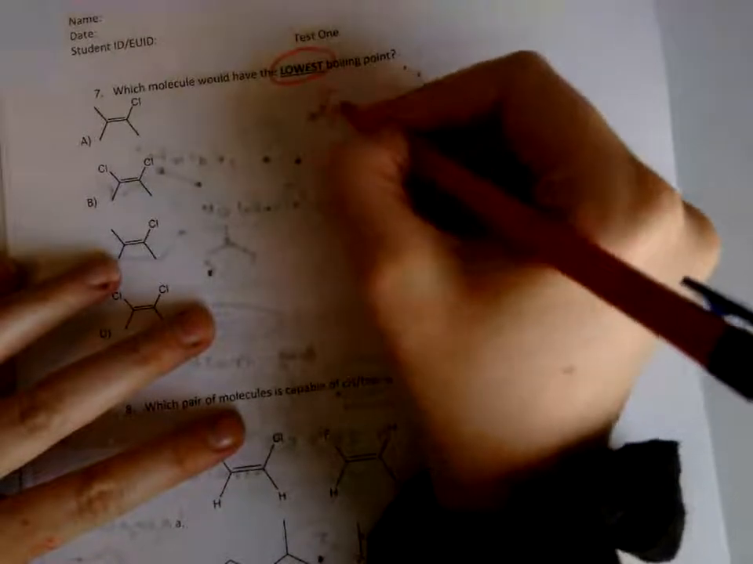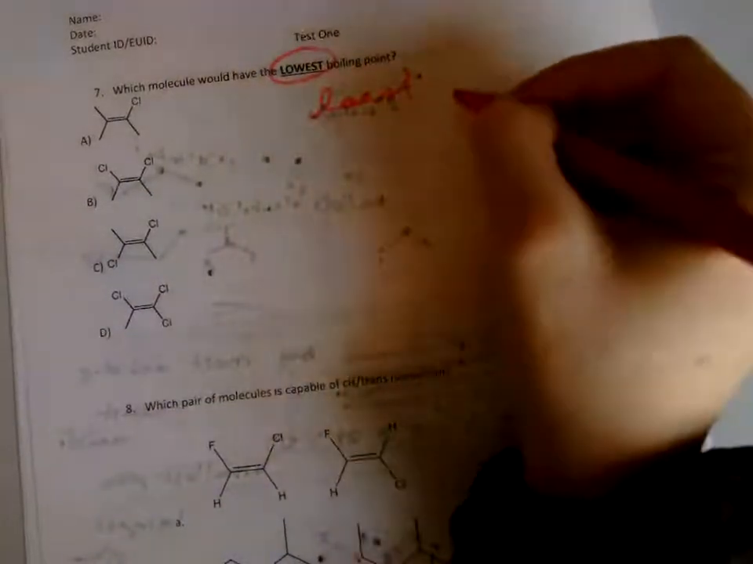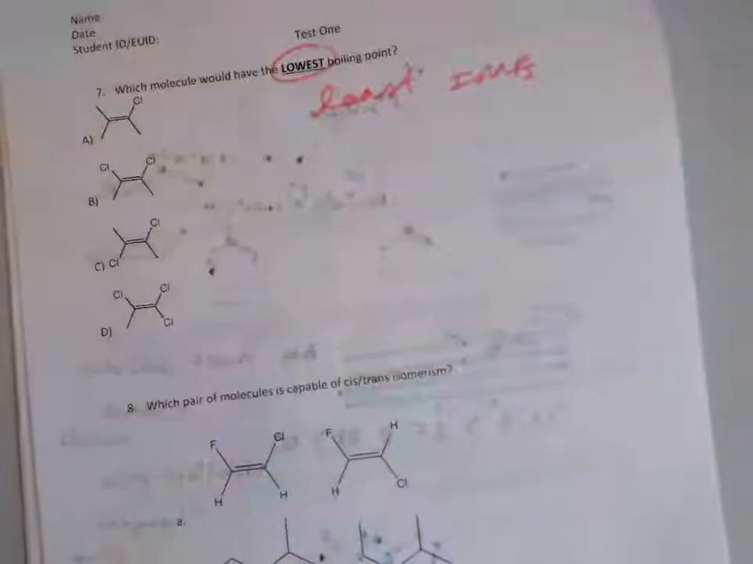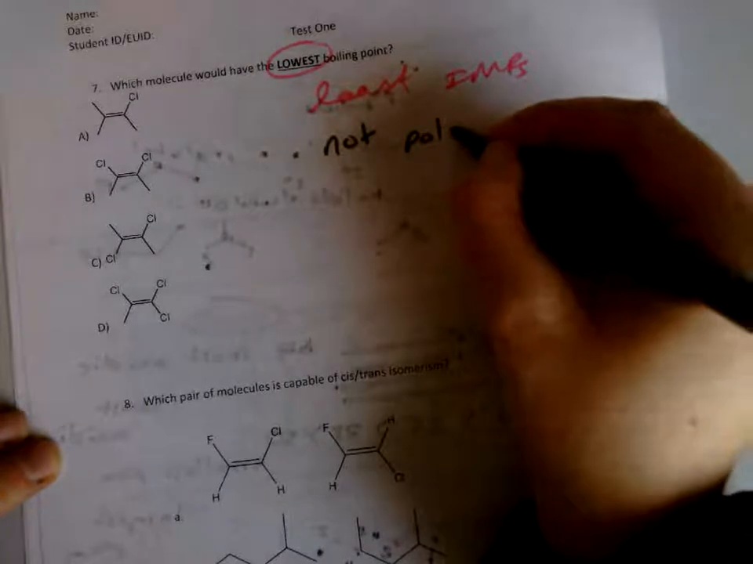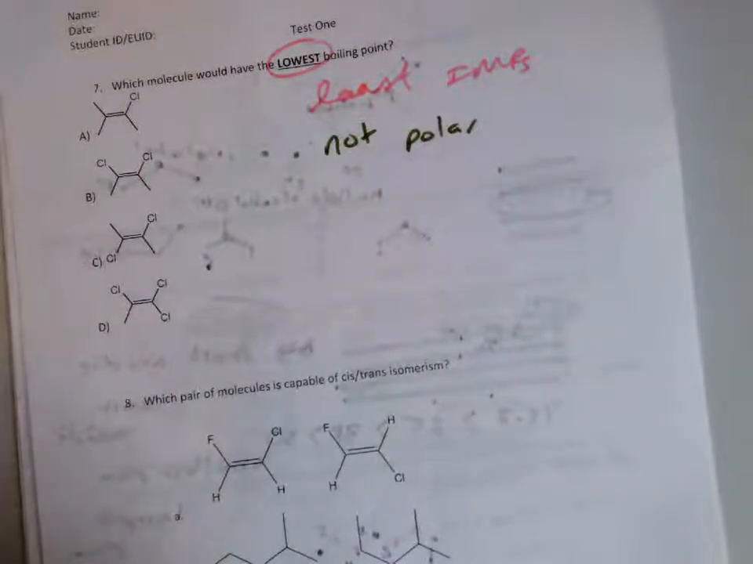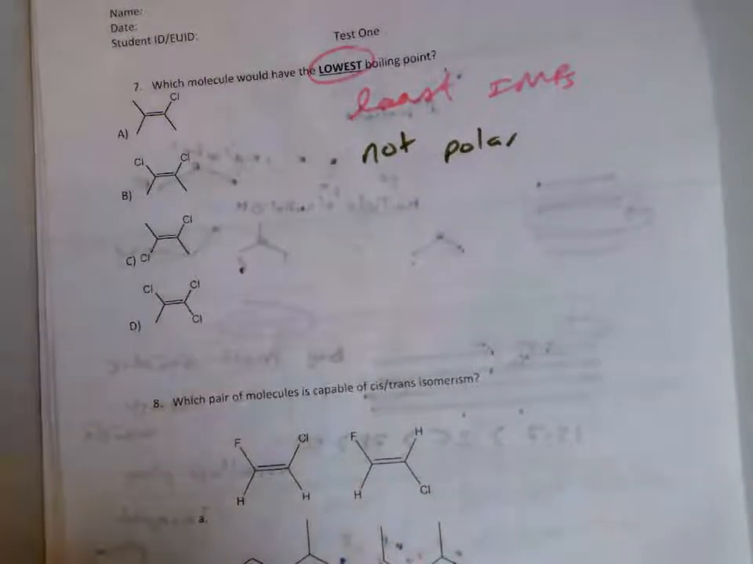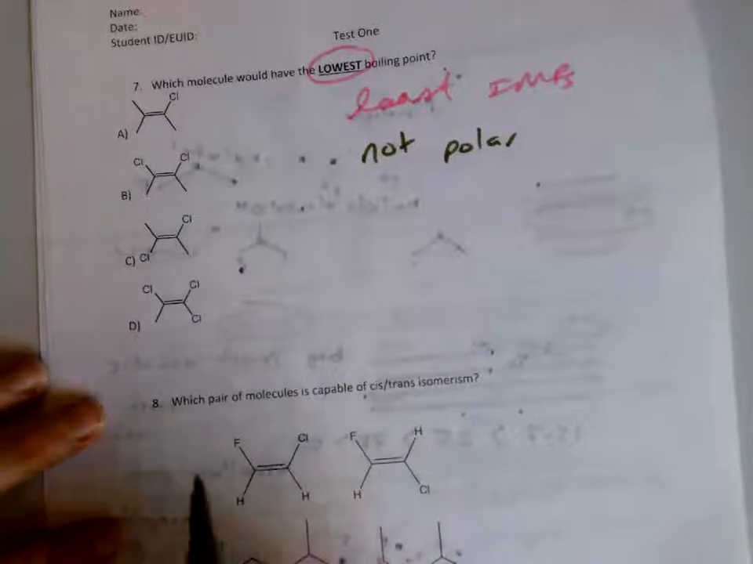All right. Which molecule would have the lowest boiling point? Lowest boiling point is least intermolecular forces. I'm actually going to switch to my other pen. Least intermolecular forces. This one's kind of dying. So not polar is the best. And then if they're all slightly polar, then you would do dipole, not hydrogen. So now let's look and see.